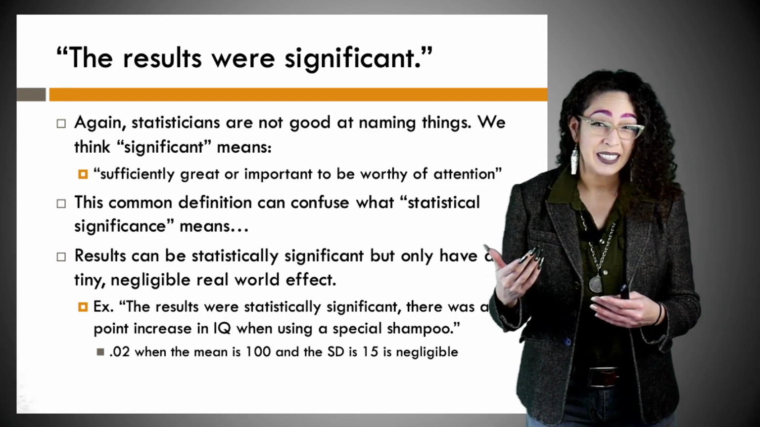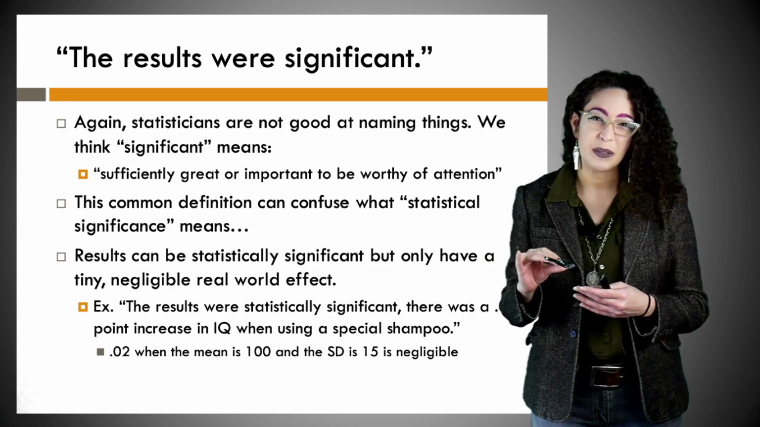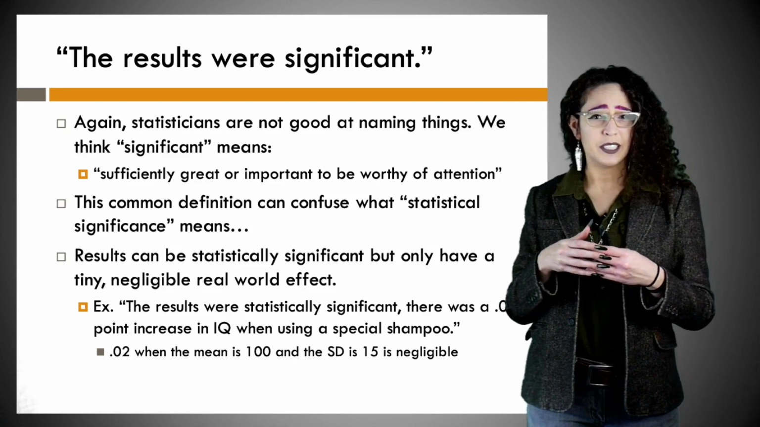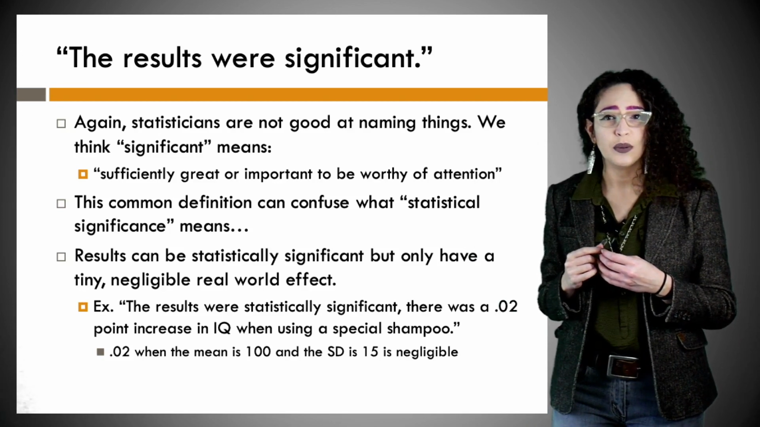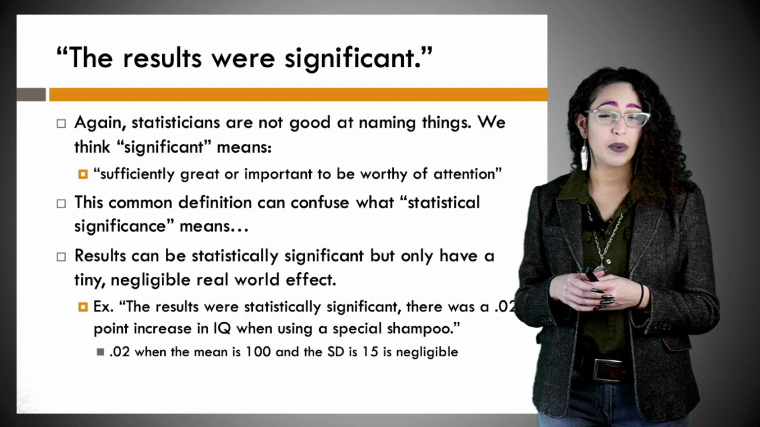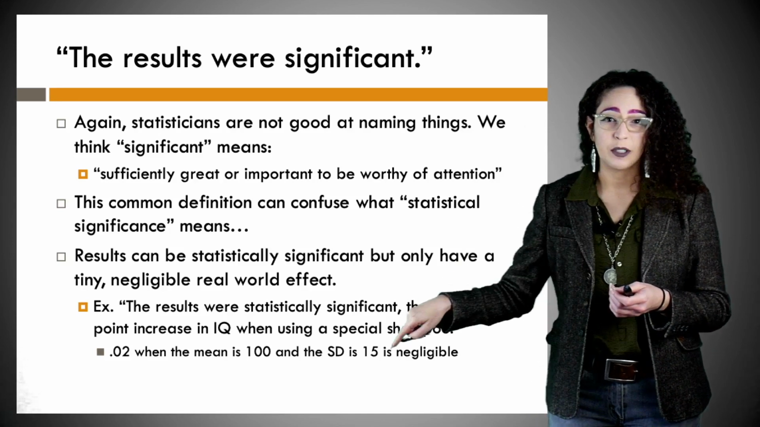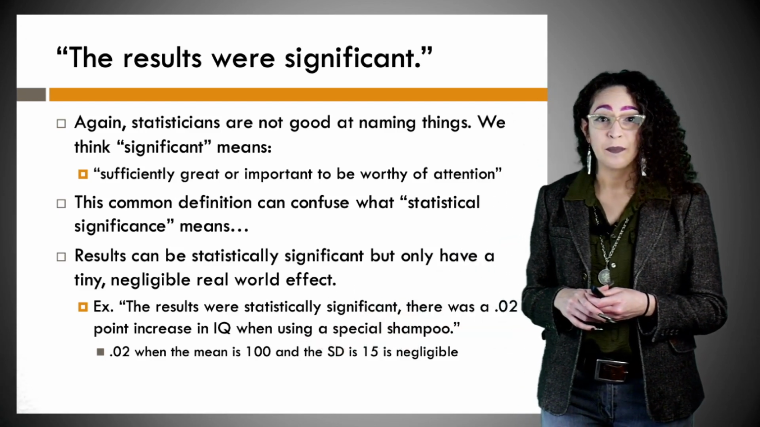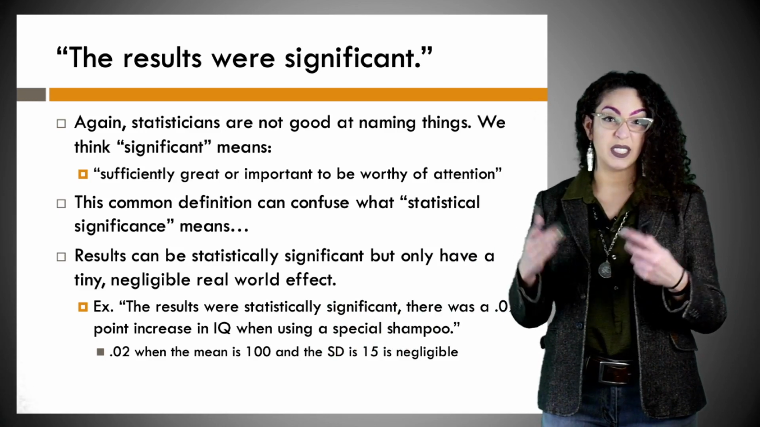Results can be statistically significant, but only have a teeny, tiny, negligible real-world effect. For example, this is made up. The results were statistically significant. There was a 0.02 increase in IQ when using a special shampoo. What? First of all, a 0.02 increase is negligible because the standard deviation is 15 and the mean is 100. 0.02 is basically nothing. And sometimes these kinds of results can be significant if you have a big enough sample size.